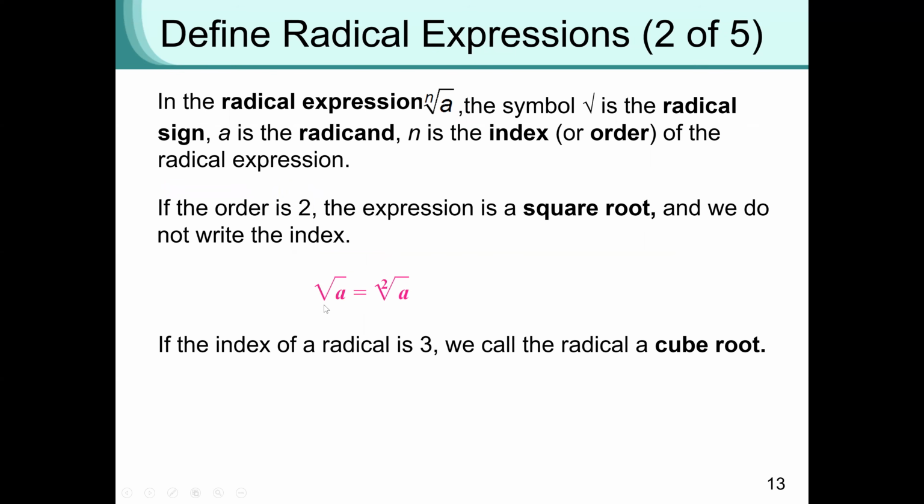So this is an example here. Normally, when we start with the 2, we don't write the 2. So if I write a radical sign with a, this means the square root of a, which is index 2. But we normally don't write the 2. From 3 going on, the cube root, etc., we write it.